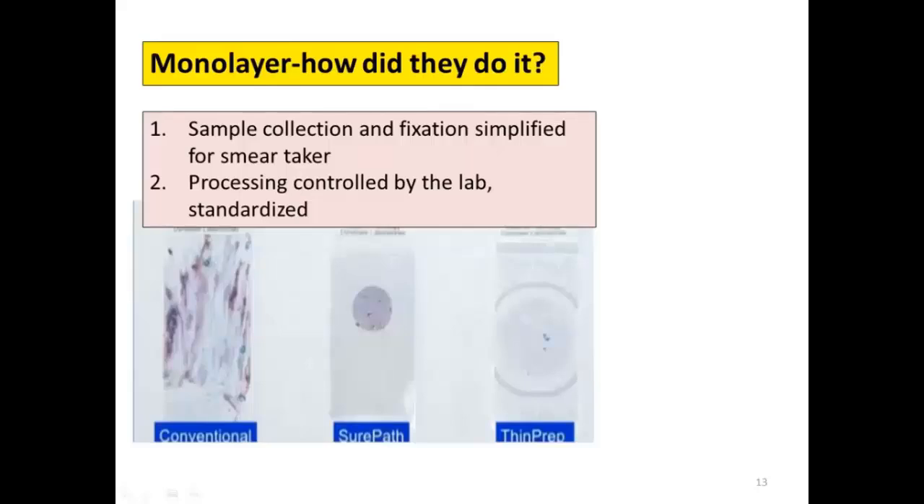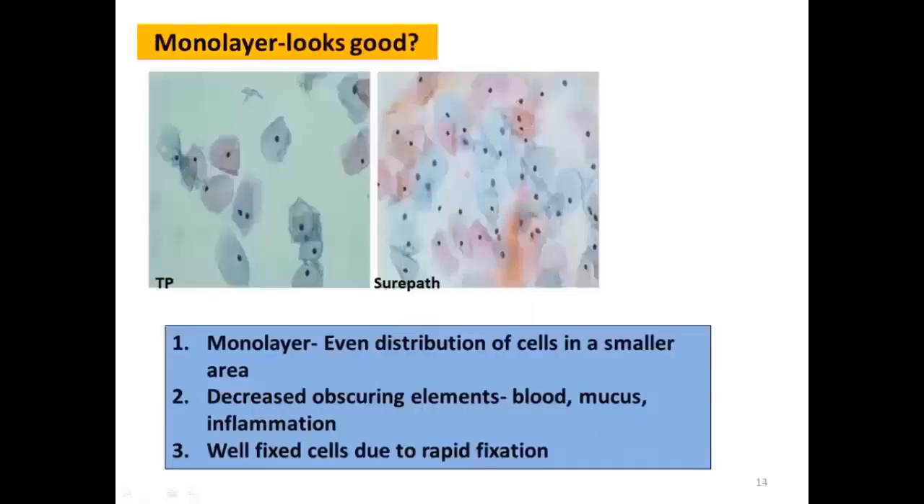This is a smear of the ThinPrep machine, and this is a smear of SurePath. Under the microscope you see these monolayer preparations with such a nice clean background. There's hardly any overlap in the cells. Cell morphology is very well visualized. You can see the crisp nuclei, vesicular nuclei, monolayer even distribution of cells in a smaller area, and there's hardly any obscuring elements.